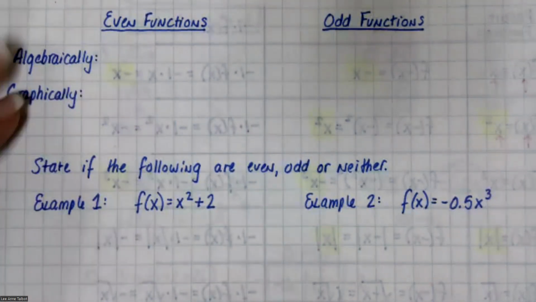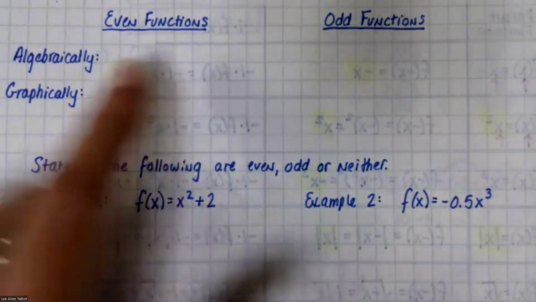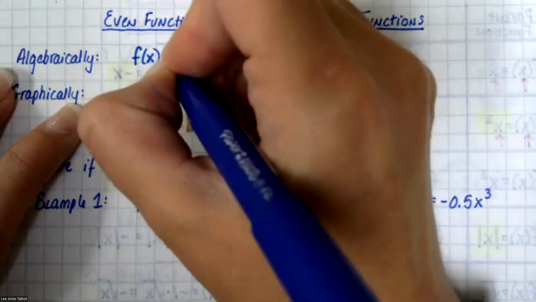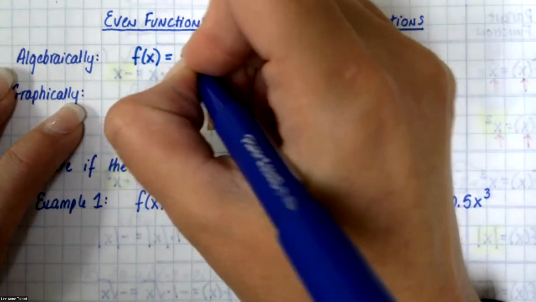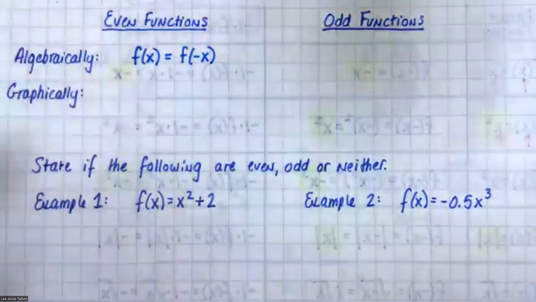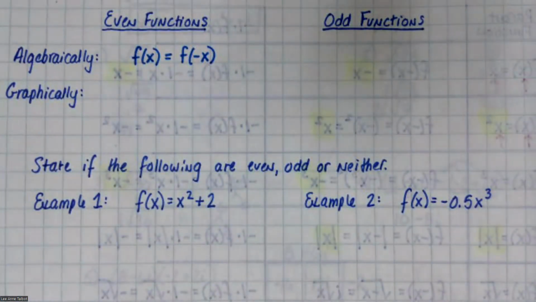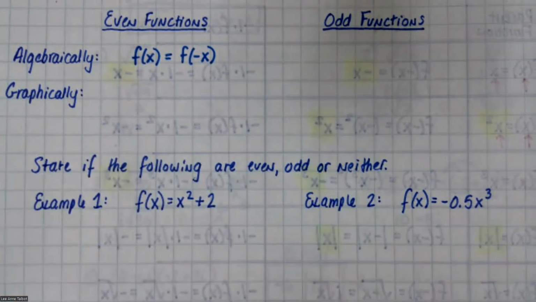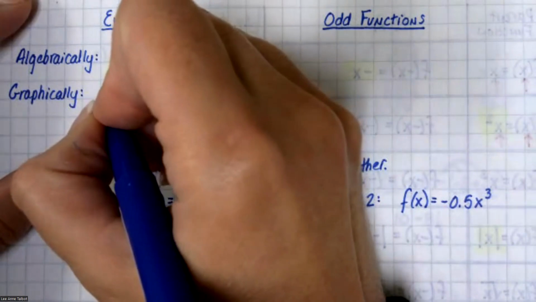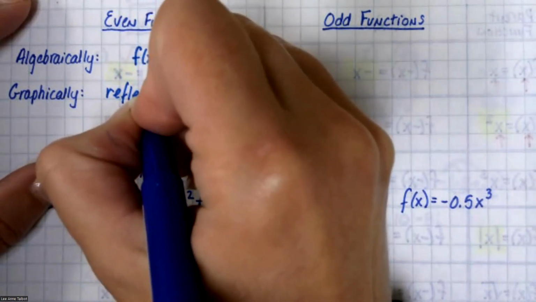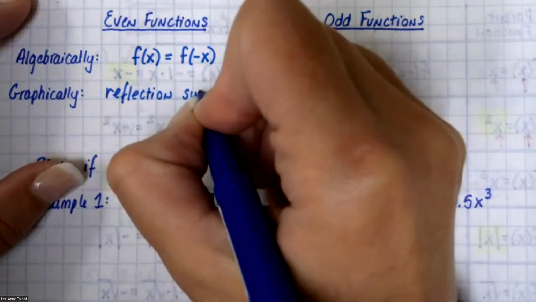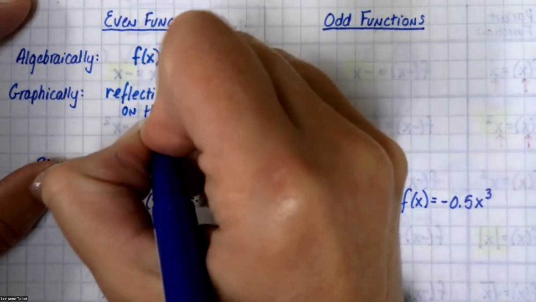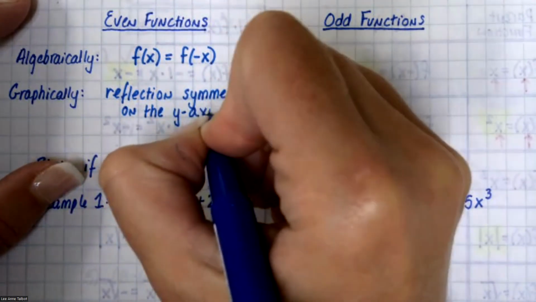Alrighty, guys, so I'm just gonna start filling these formulas in. Even functions: the original function is the same as f of negative x. Graphically, you can tell because it has reflection symmetry on the y-axis.